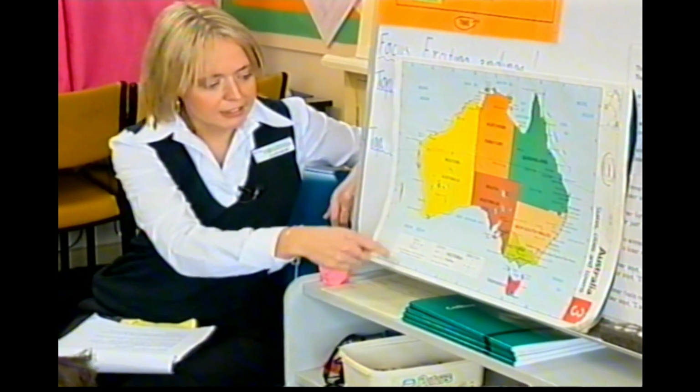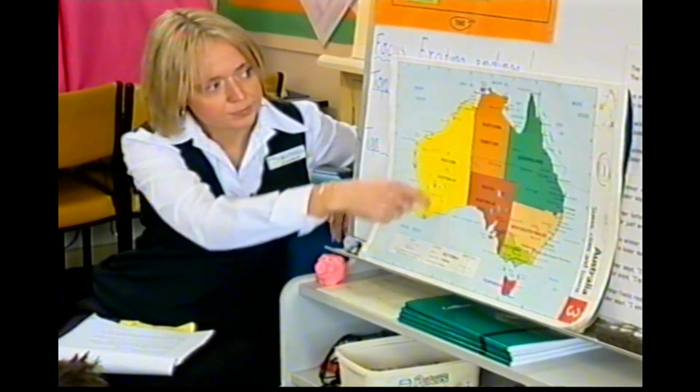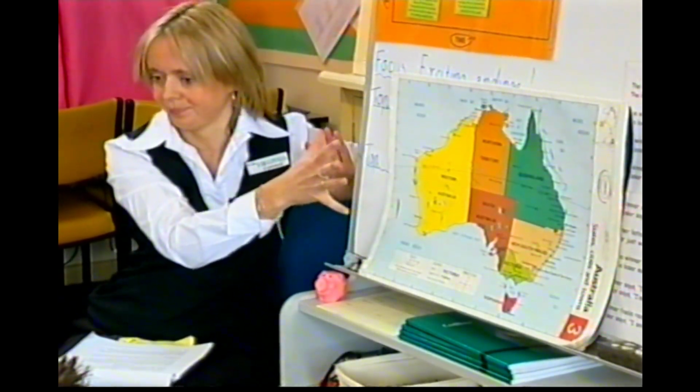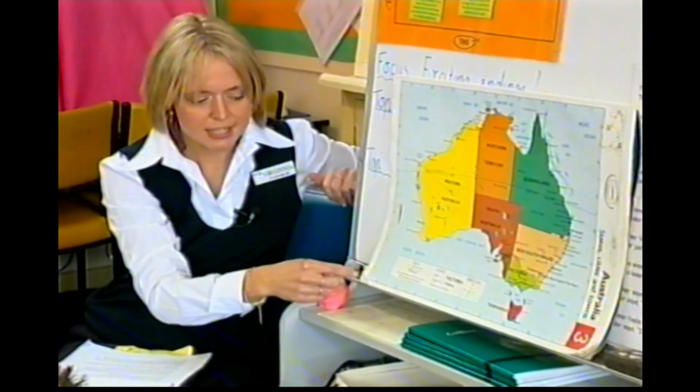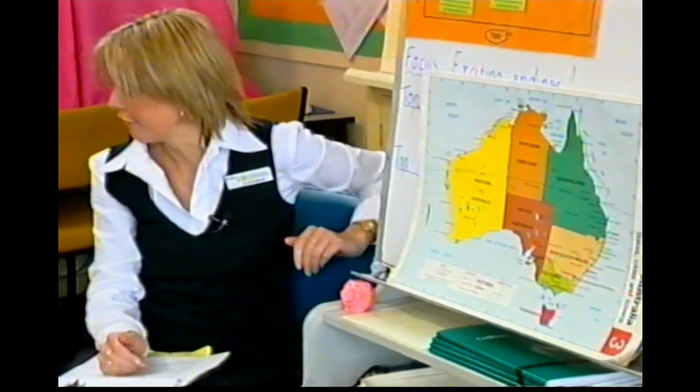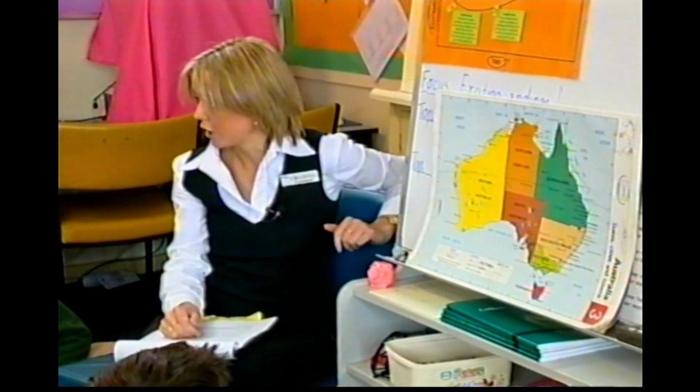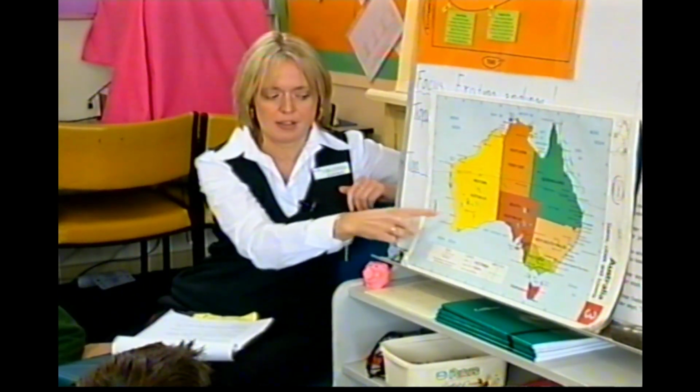Now, if we joined those lines together, going up the page and going across the page, it would make a grid. And when we use these letters and numbers, it's called a grid reference. You're giving a grid reference, and that's exactly what Scott did. Scott gave us a grid reference for Perth. Where did you say it was?